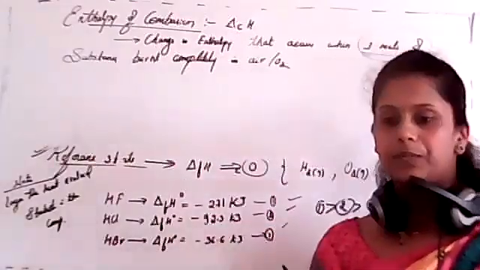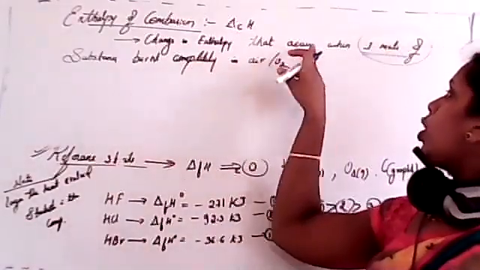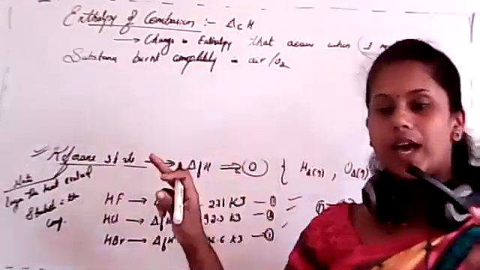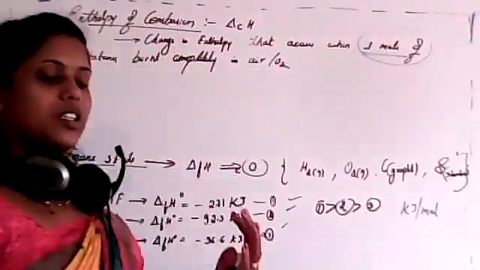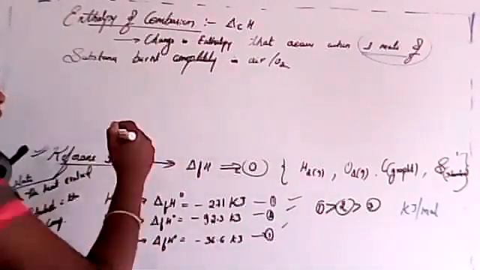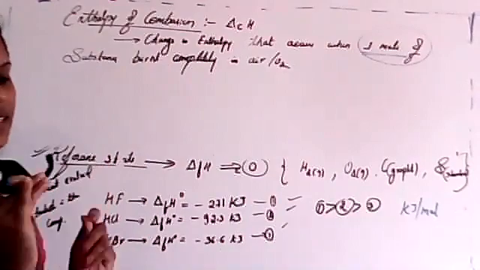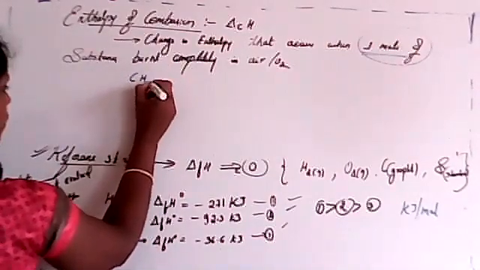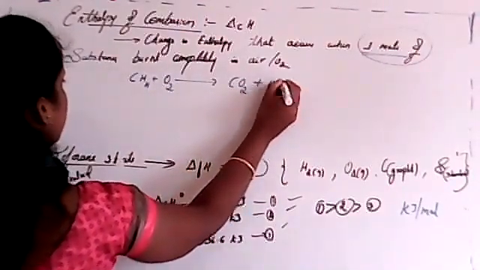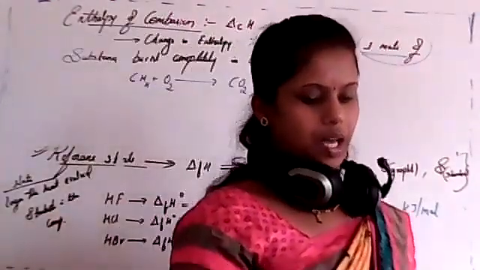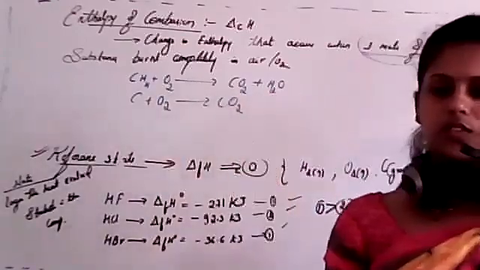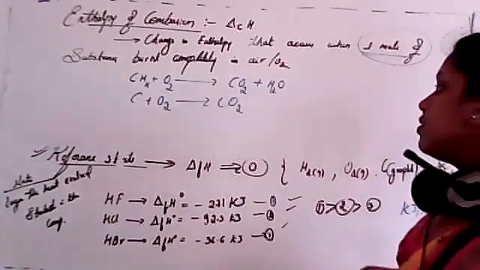The change in enthalpy that occurs when 1 mole of substance burns completely in air is known as the enthalpy of combustion. You can use ethanol, propanol, whatever it is, that undergoes combustion. I'll consider a simple example: CH4 reacts with oxygen, it gives carbon dioxide and water. So that is combustion. Clear? Again, you can use carbon reacting with oxygen to give carbon dioxide, which is another example. Or else you can consider octane.